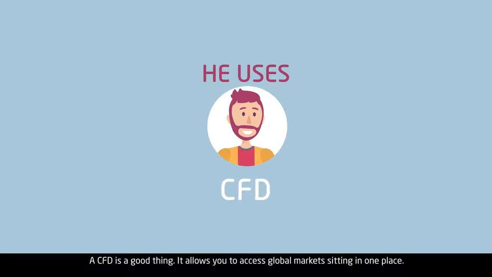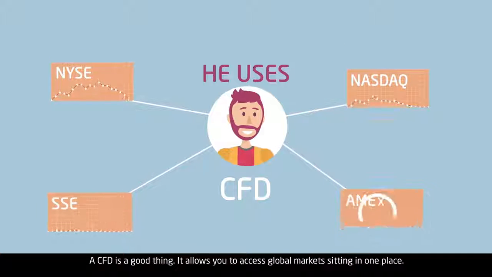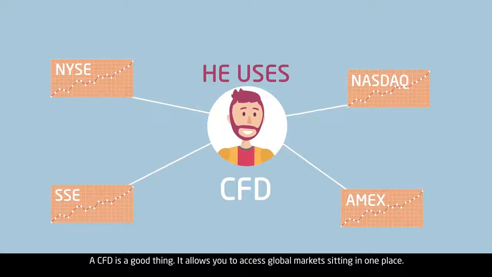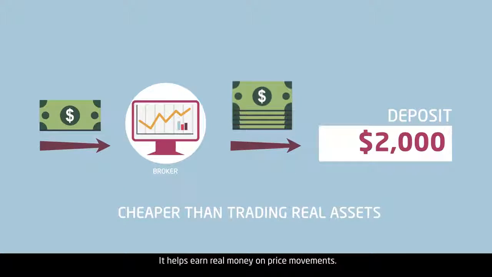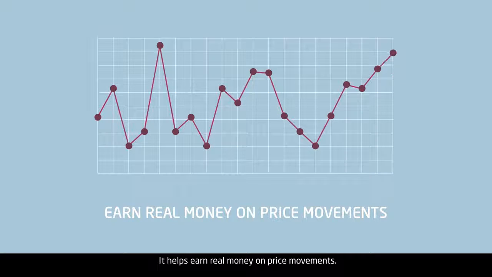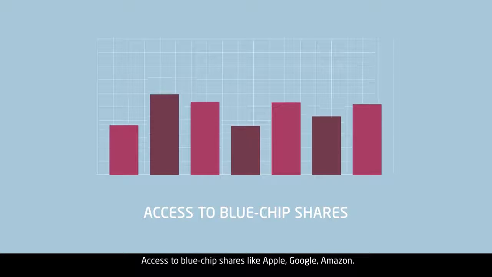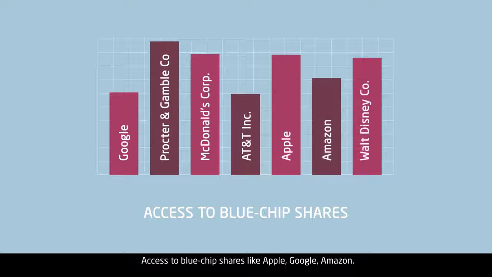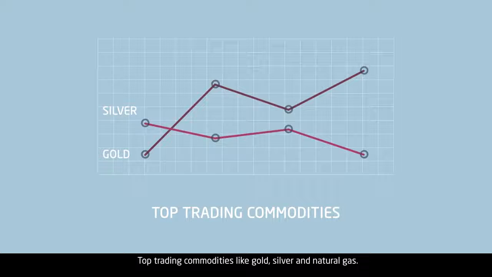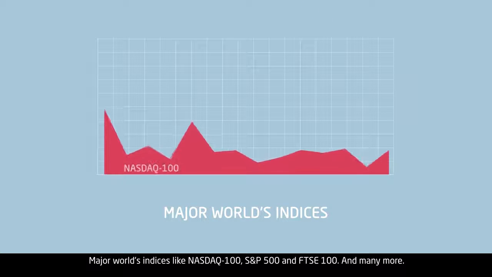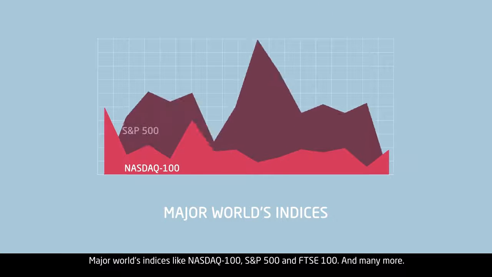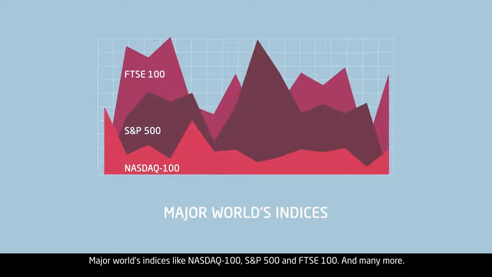A CFD is a good thing. It allows you to access global markets sitting in one place. It is much cheaper than trading real assets. It helps earn real money on price movements, access to blue chip shares like Apple, Google, Amazon, top trading commodities like gold, silver and natural gas, major world indices like Nasdaq 100, S&P 500 and FTSE 100, and many more.